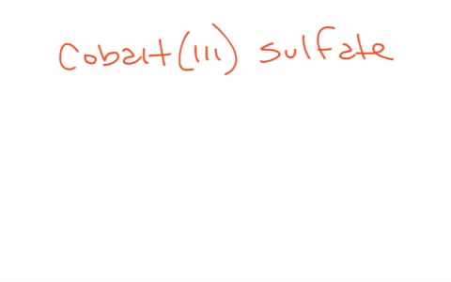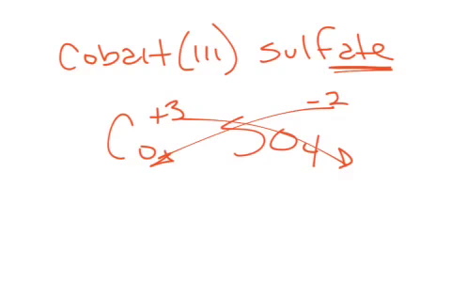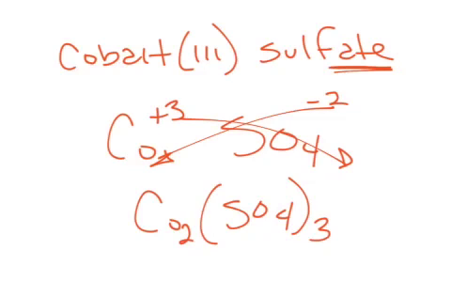And the last example, okay, according to the name, this cobalt has a charge of +3. ATE means we're looking at a polyatomic ion, so SO4 with a -2. We need to take the 3 and put it out here, take the 2, transition it to cobalt, so you end up with 2 cobalts and 3 sulfates.